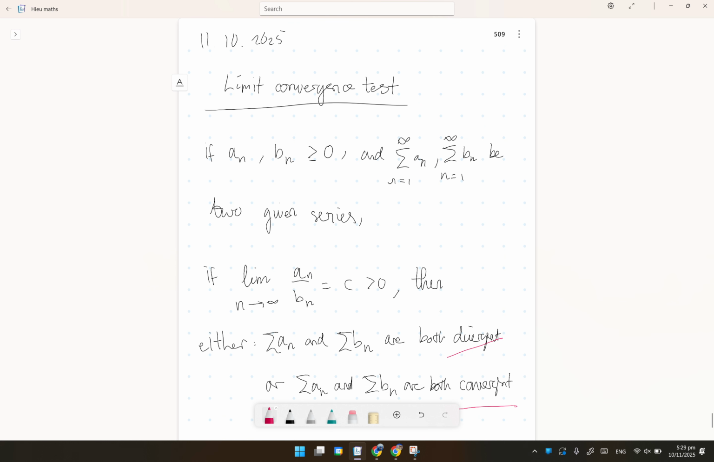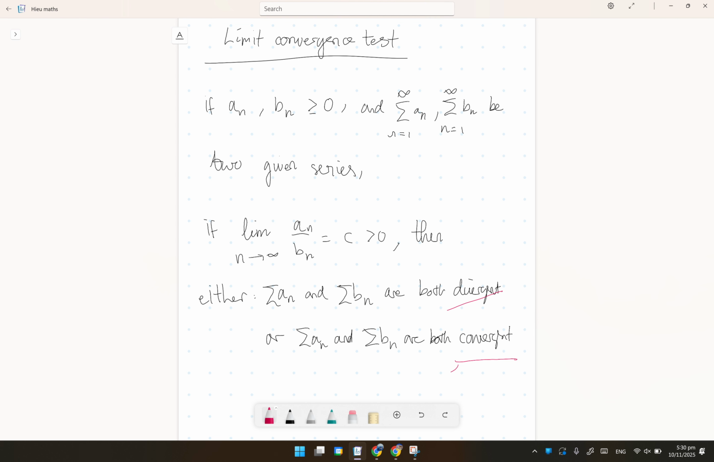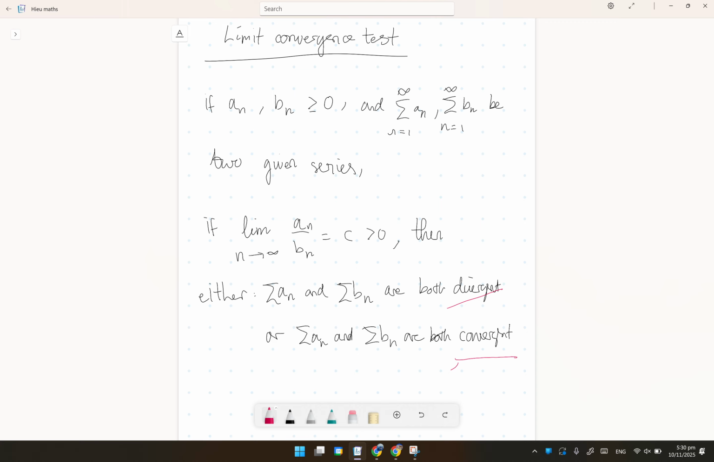Let me say that again. If the limit as n goes to infinity of AN over BN is equal to something other than zero, that means that the series of AN and BN must be both either divergent or convergent. Both of them are the same.